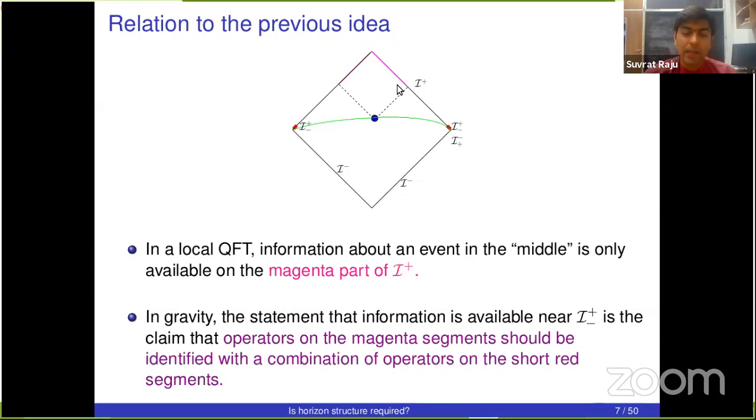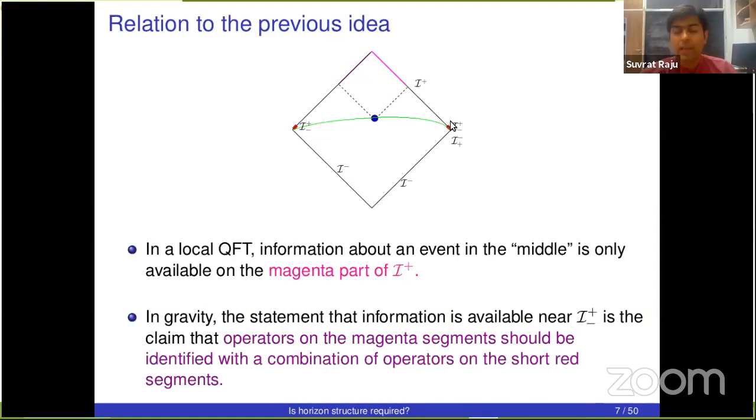What I'm going to try and claim is that in gravity, the same information is also available near the past boundary of future null infinity. And since it's available here, and you could also use the equations of motion to obtain the same information from the magenta slices, I'm going to try and argue that the operators on these magenta segments here should be identified with a combination of operators in these short red segments over here.